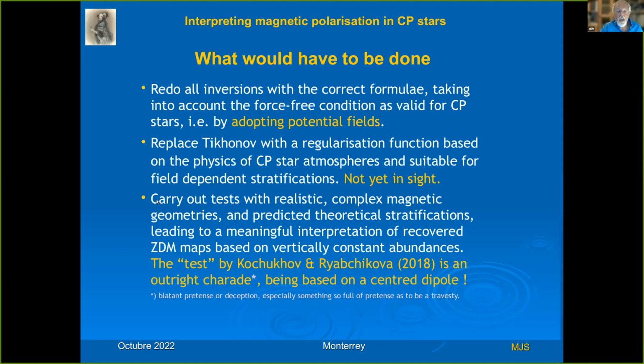And then you have to carry out tests with realistic, complex magnetic geometries, at least, even if you don't believe in it. You could use the published complex magnetic geometries and combine them with predicted theoretical stratification. And then you can perhaps meaningfully interpret the recovered ZTM maps, which are all based on vertically constant abundances.